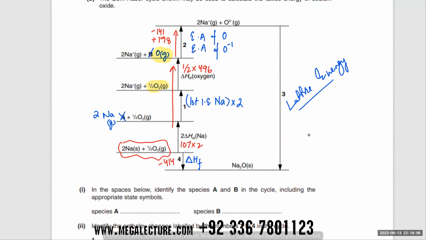Finally, you're left with the lattice energy. They're asking us to calculate the lattice energy. And what we also need is the ionization energy of sodium. That can be obtained from our data booklet. Just a second.